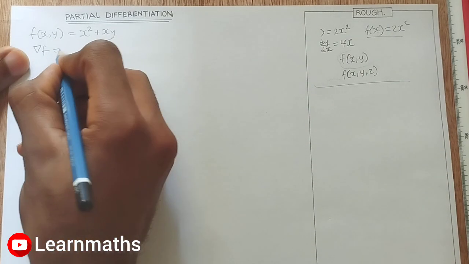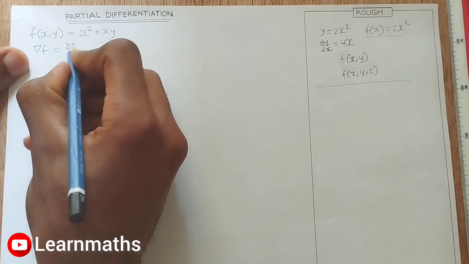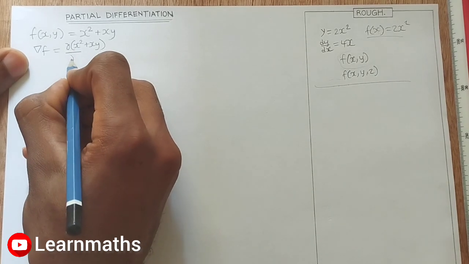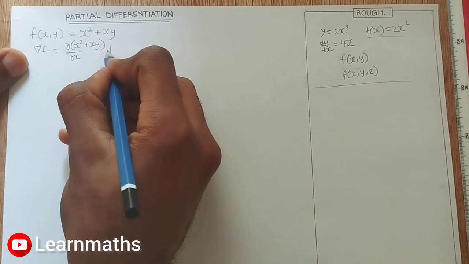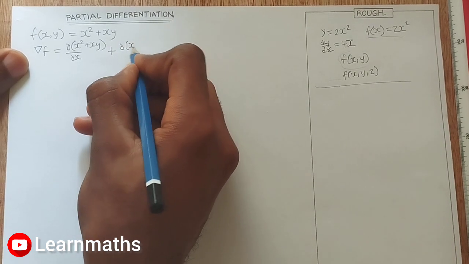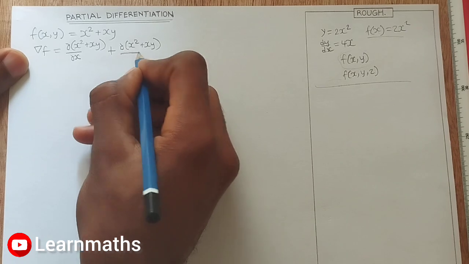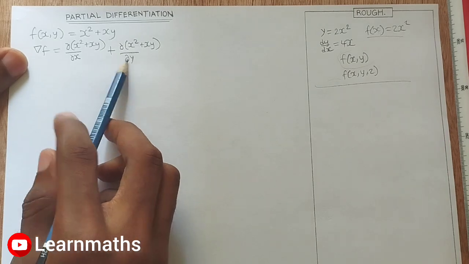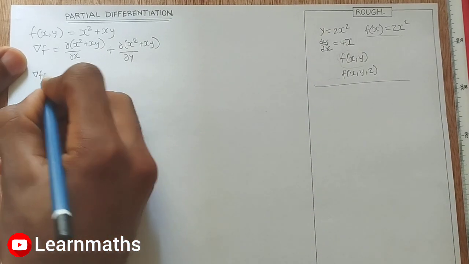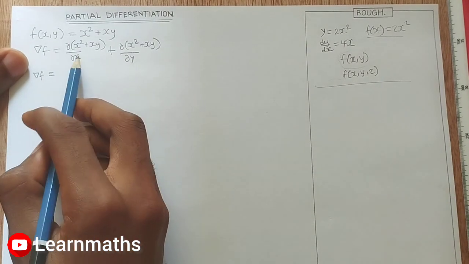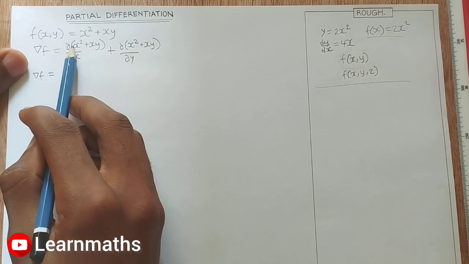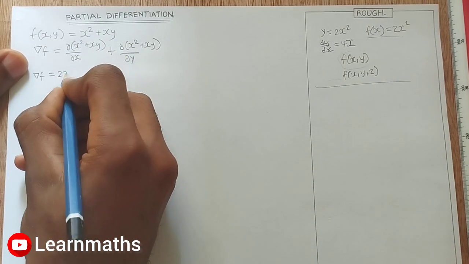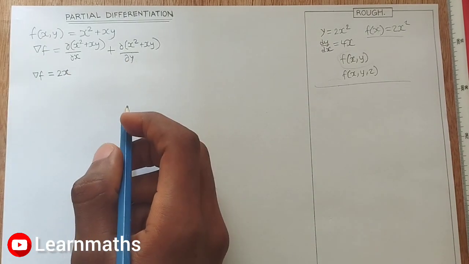So let's see. We're going to have to differentiate this whole function x squared plus xy partially with respect to x, and then we're also going to differentiate this whole function x squared plus xy with respect to y this time around. First with respect to x, then with respect to y. So let's proceed with respect to x. This is x squared. If you differentiate x squared with respect to x, you're going to get 2x. That's easy to understand, right?